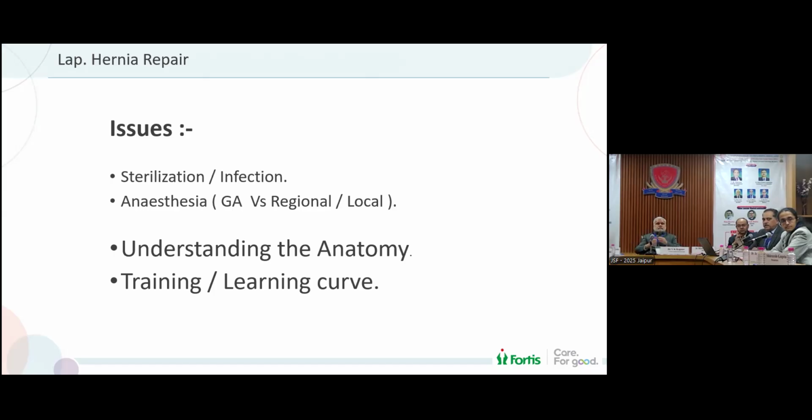When we come to laparoscopic hernia repair, what are the issues? Because it's a new anatomy, a new perspective. The main issue is understanding the anatomy first, and training and learning curve. And there are so many other issues: sterilization, infection, and anesthesia, because laparoscopic surgery you need to do under GA only.